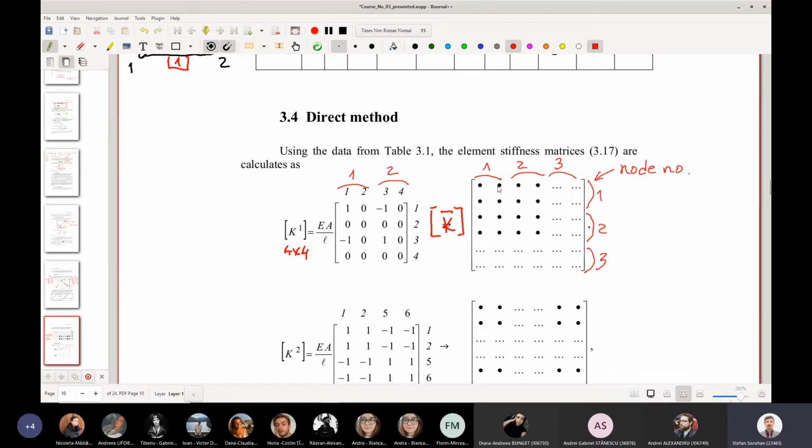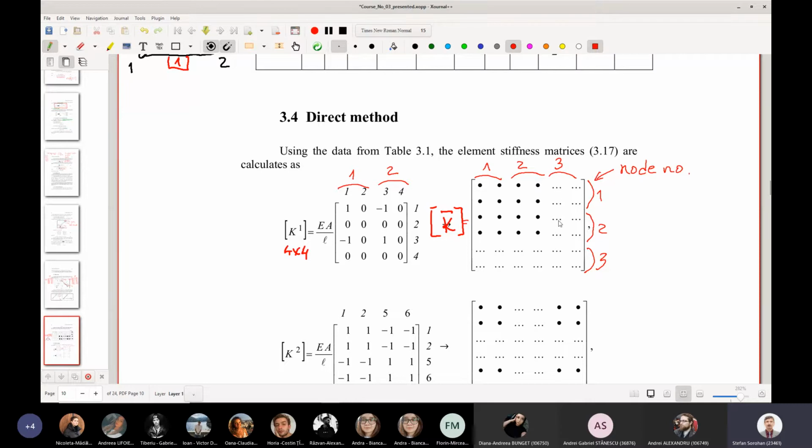Okay, the degrees of freedom will be 1, 2, 3, 4, 5, 6. But keep in mind that the first two correspond to node 1, the second two to node 2, and so on. So the idea is, let's suppose that initially we have an empty K matrix. If I take this one and consider, in this large matrix, the correspondence between the nodes, or the connectivity of this first element, it is in this position here.